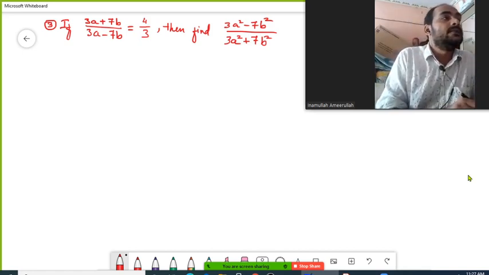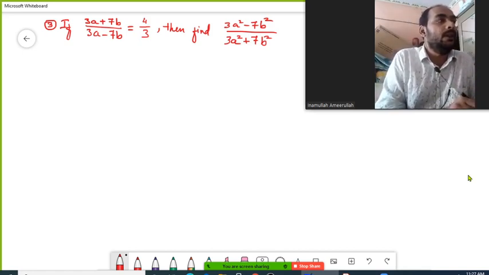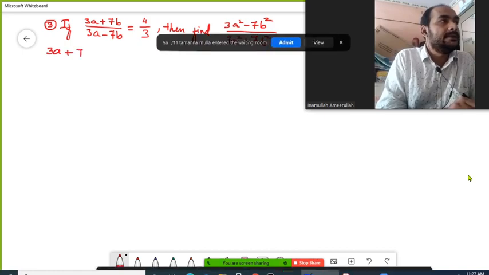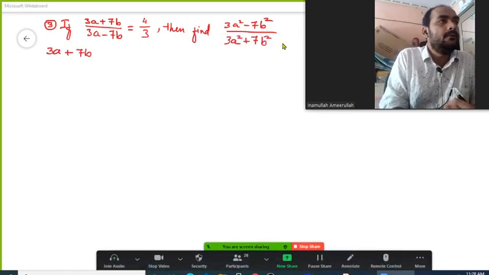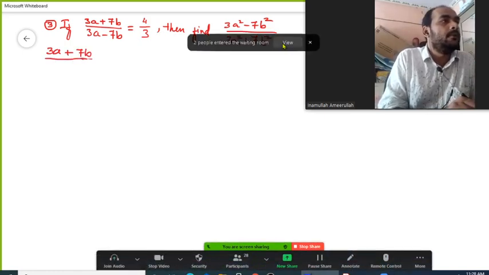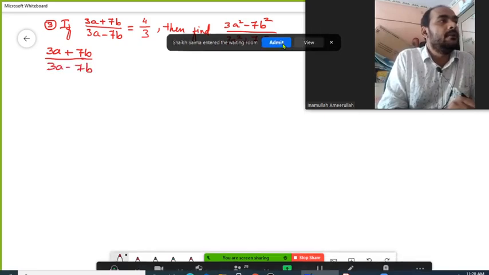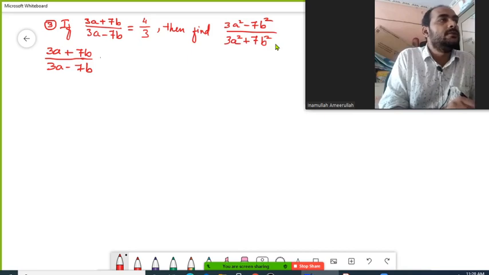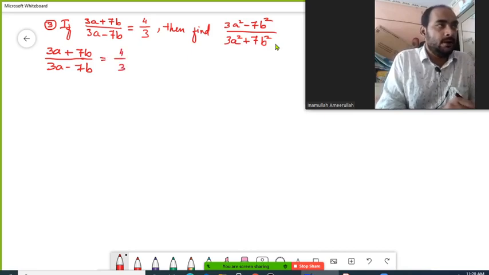So first we will take the given ratio, which is equal. So here (3a + 7b) upon (3a - 7b). This ratio is equal to 4 by 3. This is already given, so we can begin with this.